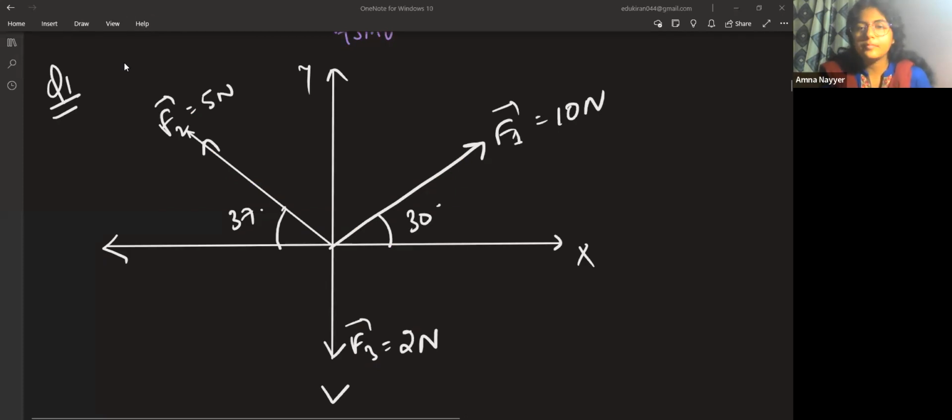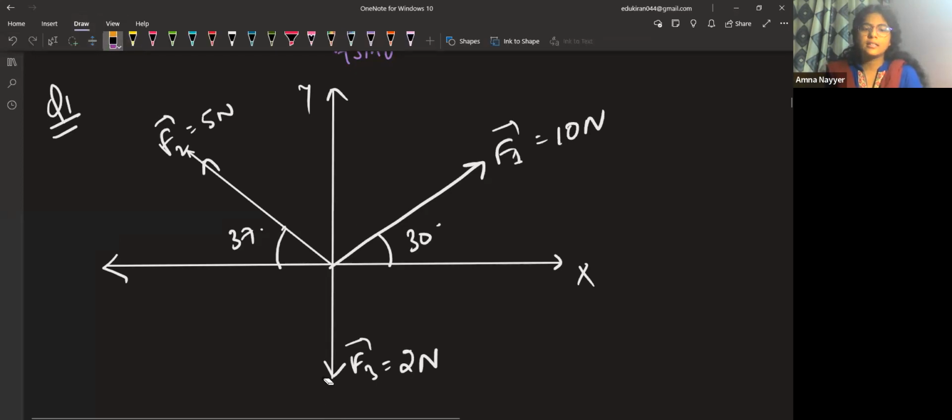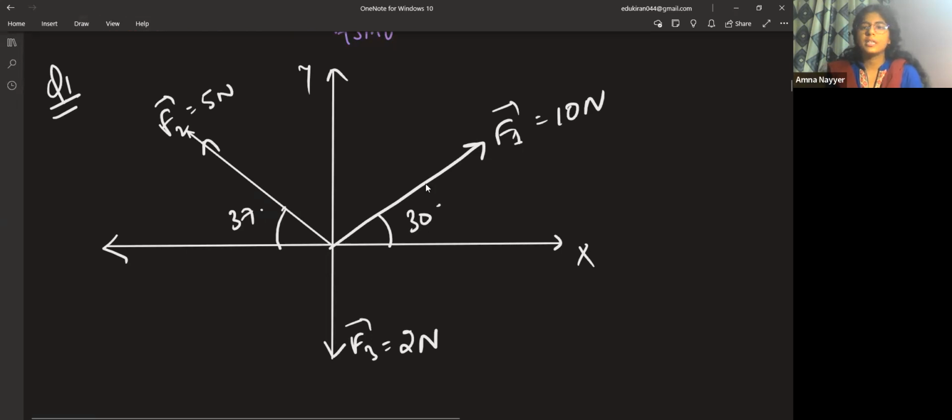See, this is a question given. F1 force, this is acting upwards. No, not upwards, sorry. F1 is acting in the XY plane on the right hand side, making an angle of 30 degree with the axis. So this is in plane. Now we have to resolve the vectors. We need the vectors along X and Y axis.